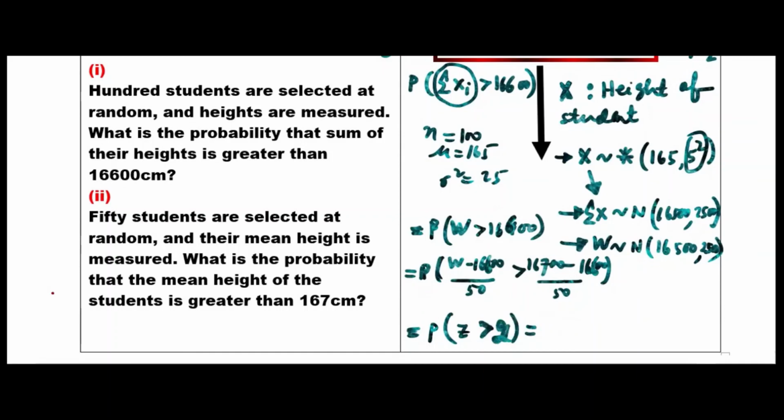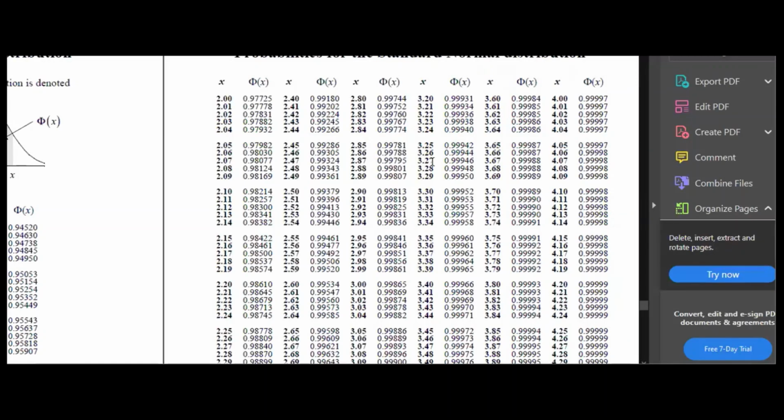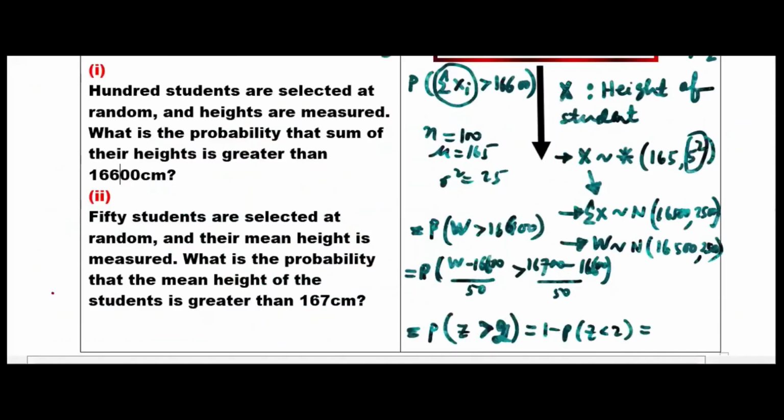That is 1 minus the probability that z is less than or equal to 2. And then this one will be 0.97725. So 1 minus 0.97725 is 0.02275.